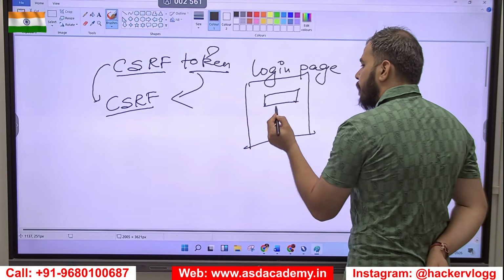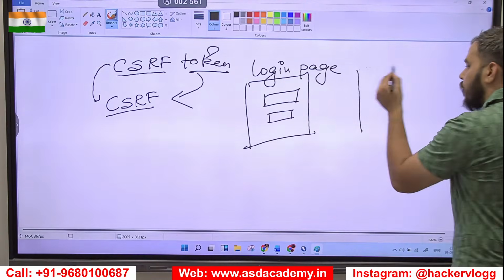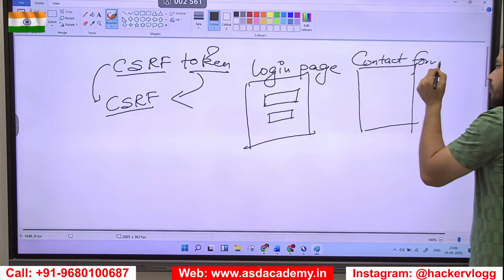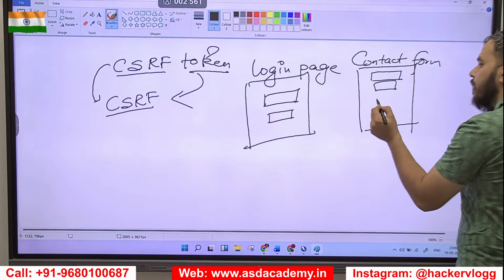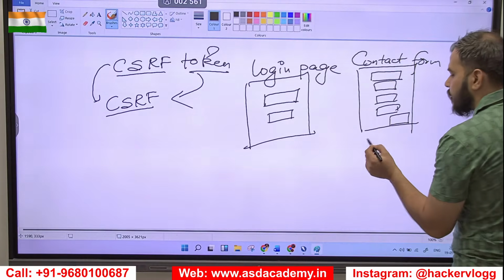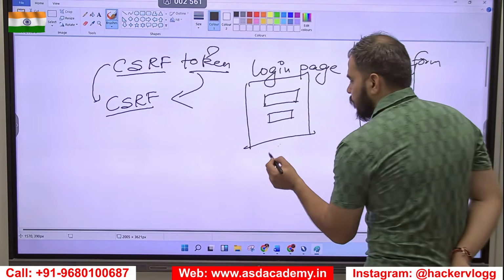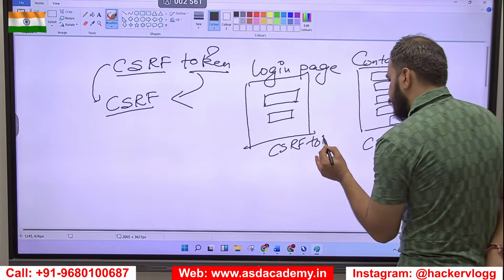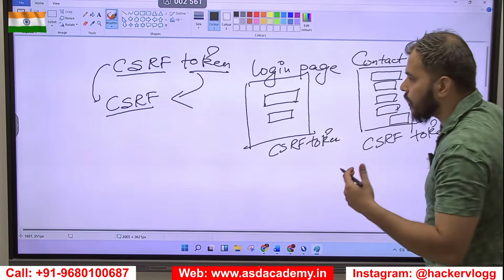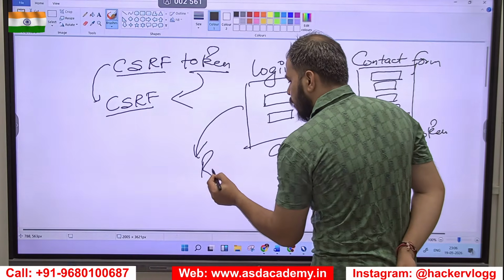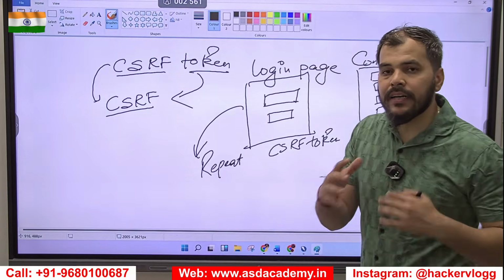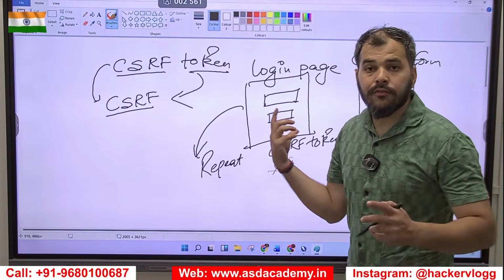If there is a login page, where you have the username and a password, or maybe a contact form that contains some name, mobile number, email ID, and some other information, and that particular page does not contain a CSRF token, then in that situation what can the attacker do? The attacker can repeat this request multiple times, sending multiple requests to the server to identify the correct pair of username and password.